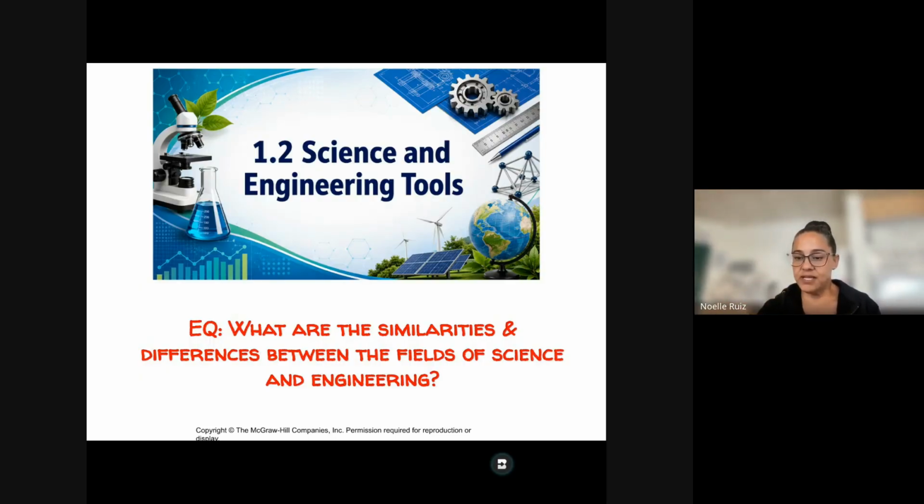So your summary at the end should be just a 2 to 3 sentence summary of whatever we go over in these notes. And throughout these notes, we are going to answer that question. So you can use examples as we move along. All right. What are the similarities and differences between the fields of science and engineering?